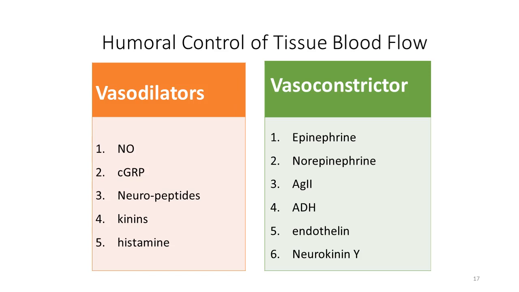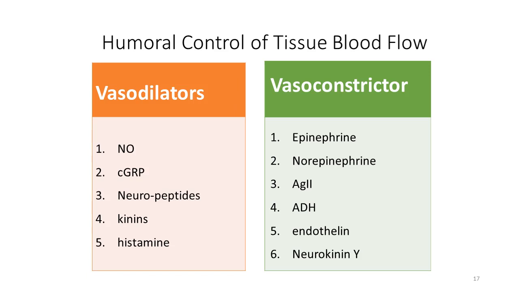The other important vasoconstrictor is antidiuretic hormone, ADH, and the other hormone is endothelin, and this is another vasoconstrictor, and neurokinin Y. We will talk about neurokinin Y later. So let's see vasodilators. Vasodilators, as you can see, are categorized in this table.